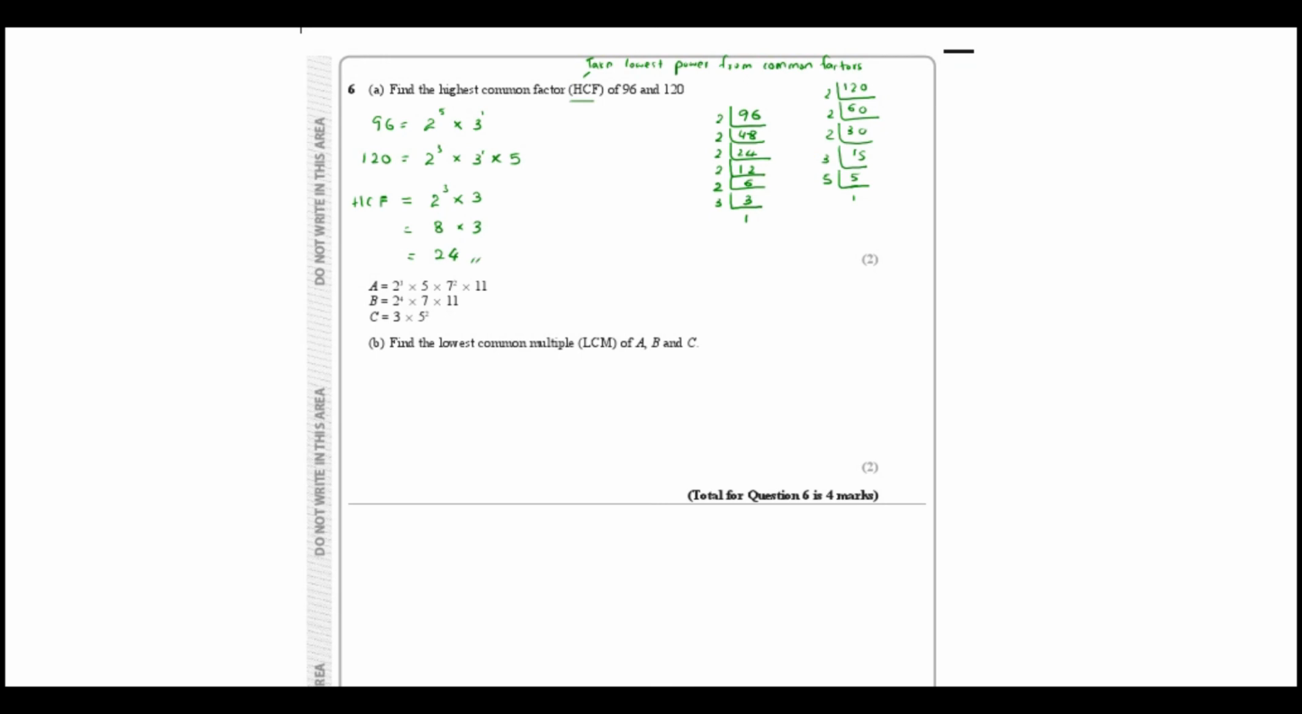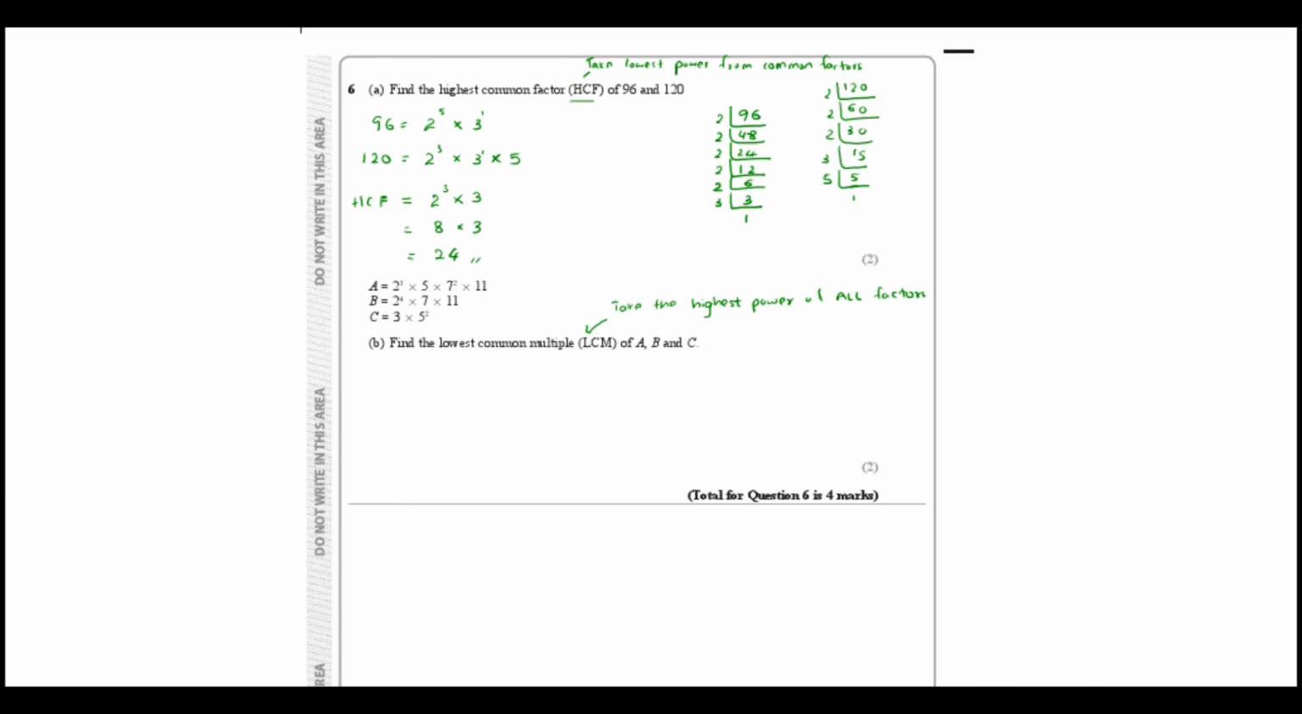Okay, then next question, find the lowest common multiple of A, B, C. They have given A, B, C as a product of their prime factors. So how do we take the LCM? You take the highest power of all the factors. It doesn't have to be common. Take the highest power of all the factors.